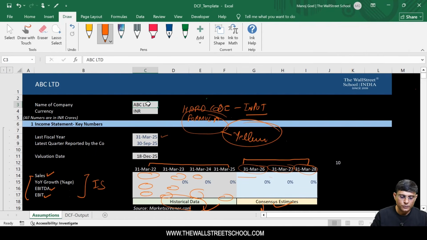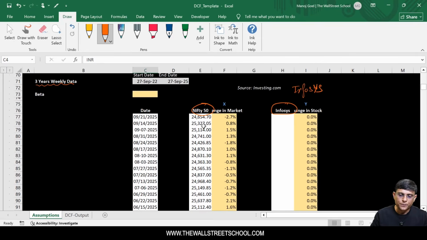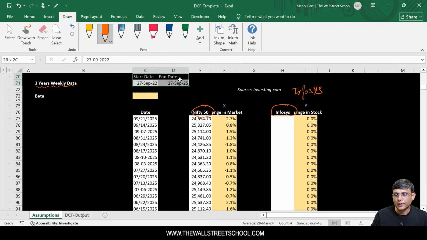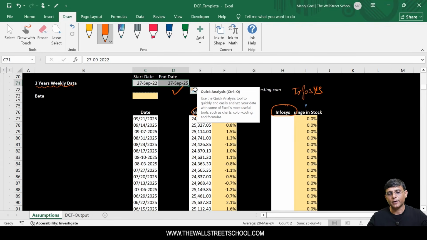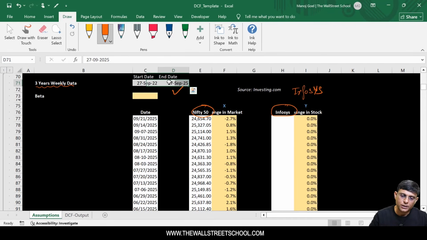So let me put here Infosys. I want to calculate the beta of Infosys. Now, I need the last 3 years of data of Infosys versus the index, right? Because I have put my ending date as 27 September, but I can change this date. Say I want to calculate beta today, so my ending date is 18 December 2025 and the starting date would be 18 December 2022. So I need the last 3 years of data of market versus stock.